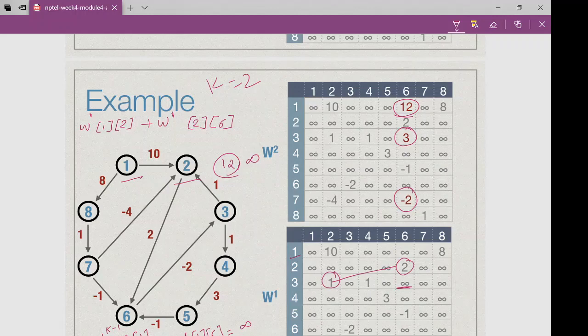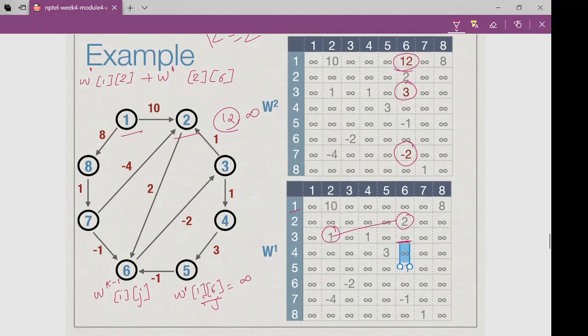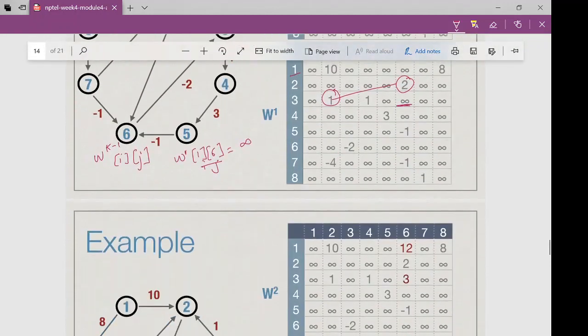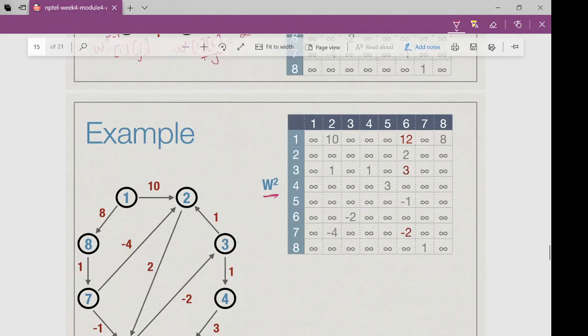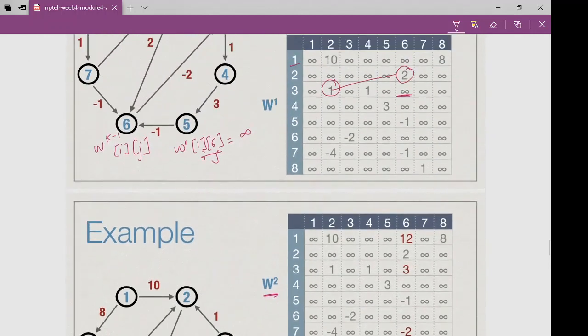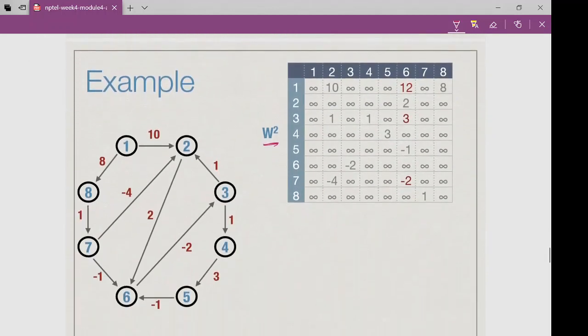Okay, now further we will increase the value of k and say k is equal to 3. Now we can take 3 vertices, 1, 2 or 3, and to fill w3 we need only w2; we don't need any further matrix. So you can replace w1 or override w1 for that matter, right? Now our value of k is 3, meaning these 3 nodes are allowed now. Do we have any further paths?